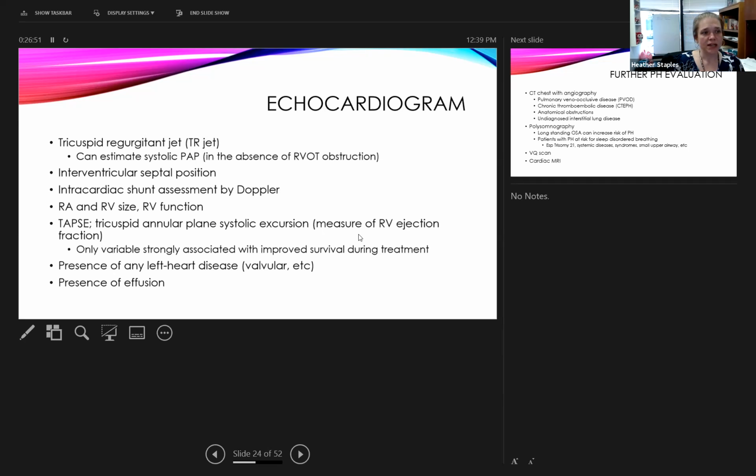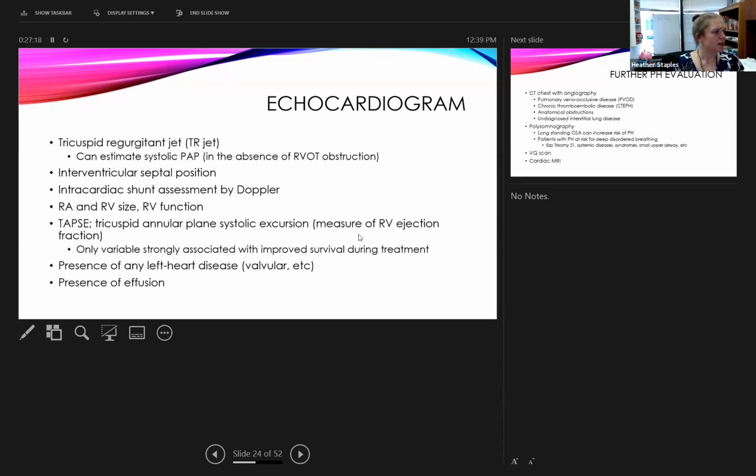So if you have a PDA, that should always be shunting left to right, right? Because your systemic pressure is on the left, pulmonary pressure on the right. Your blood should be moving from high to low pressure. If your pulmonary pressures are getting close to systemic or are above systemic, you should be seeing either bidirectional flow or right to left shunting. And often if you're seeing right to left shunting, you're going to see desaturations as well.